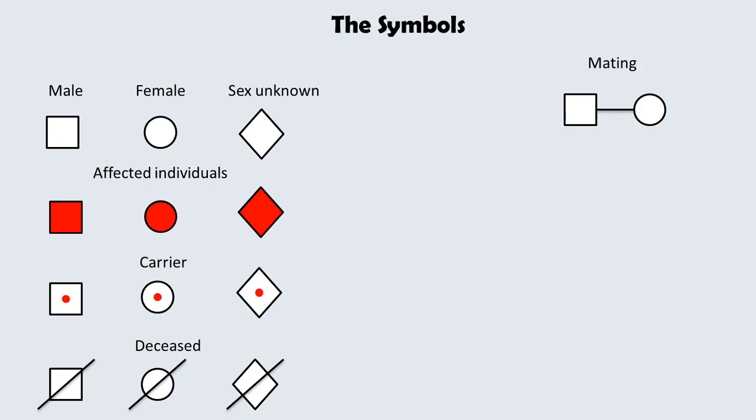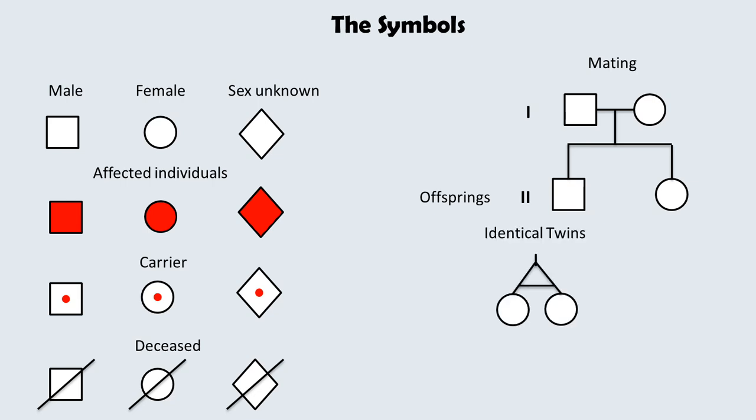Now, a horizontal line between the male and female indicates mating, and a vertical line mainly shows the offspring. And in general, when you need to show the generation in the family, we use the Roman numerals. So in this case, the Roman numeral 1 mainly indicates the first generation and the Roman numeral 2 mainly indicates the second generation. In the case of twins, the vertical line splits into 2.